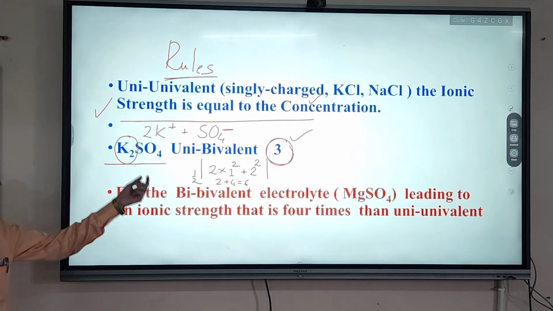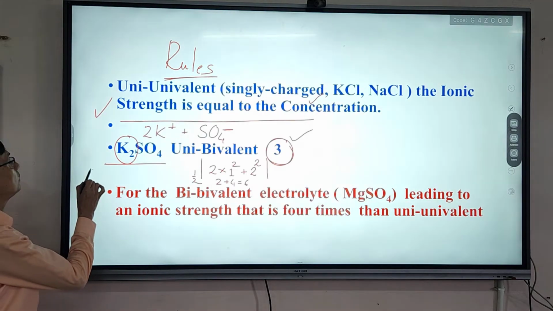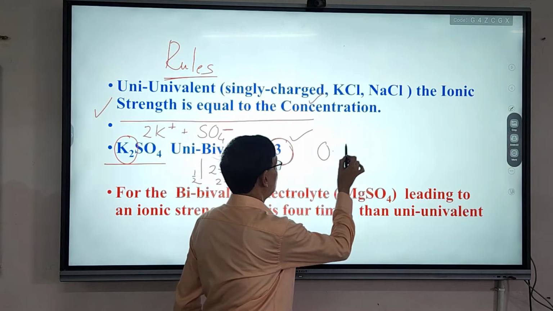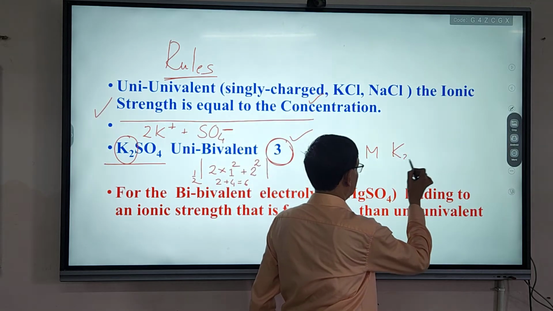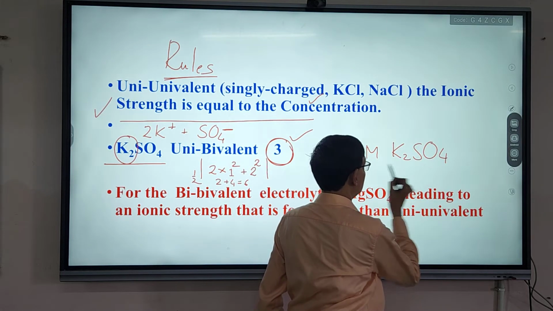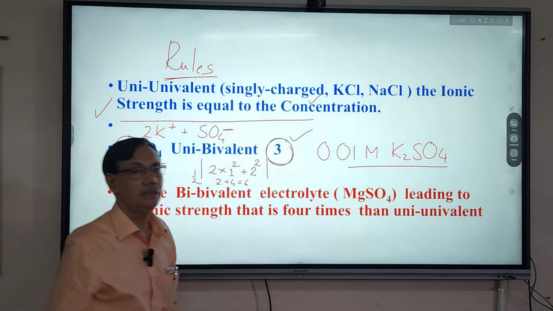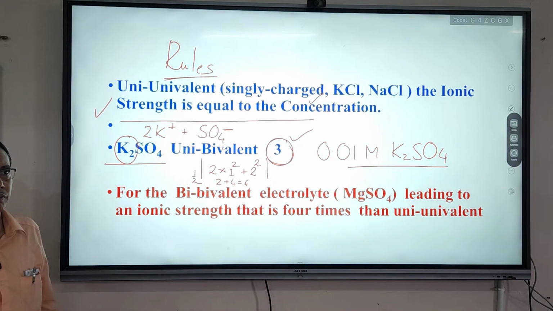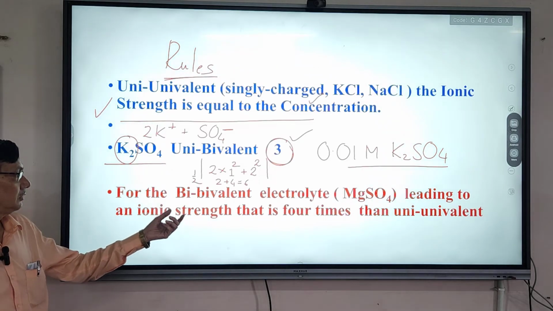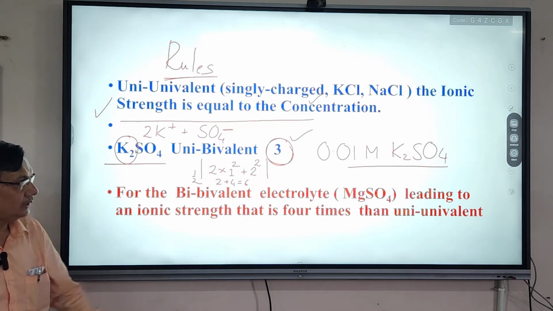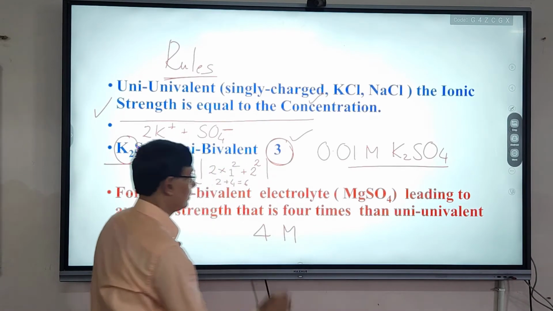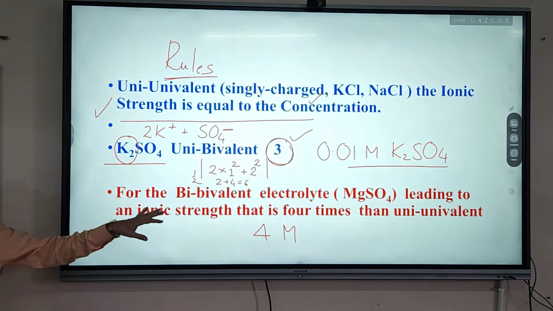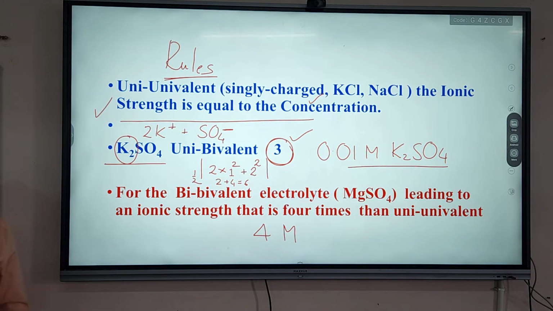So for uni-bivalent, suppose there is 0.01 molar K2SO4. Calculate the ionic strength. It will be 0.03 molar. Again, it is an objective type question. Similarly, for bivalent electrolyte, the ionic strength is 4m. So by that method, you can calculate the ionic strength of any solution.